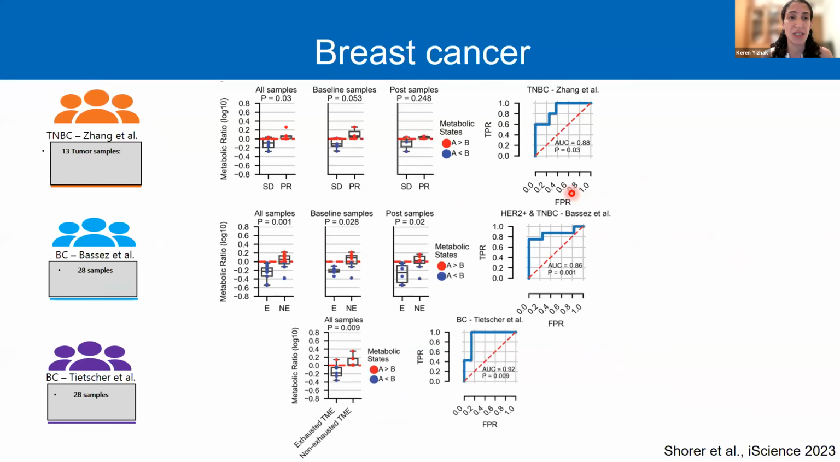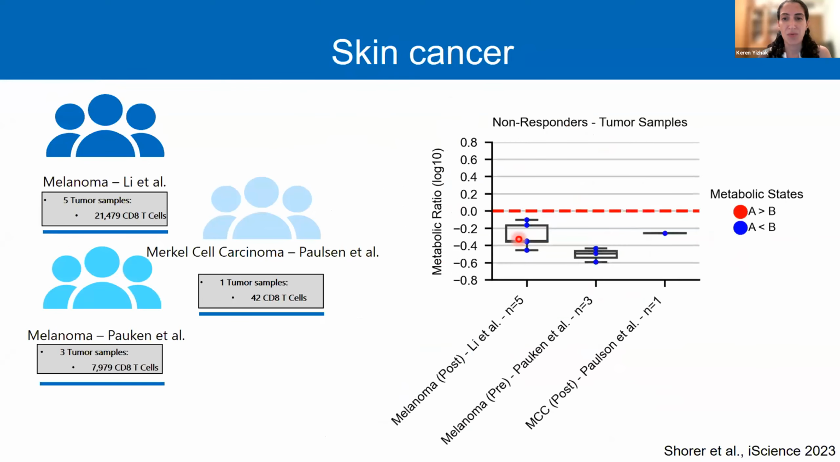And these are different data sets from breast cancer, where you can see we have very high prediction power. And this is specifically in breast cancer, where I can say that the previous predictor, considering only the activation and exhaustion state, failed. And these are different types of skin cancer, where all of them were non-responders, and you can see that indeed the metabolic state B is much more abundant in these samples.